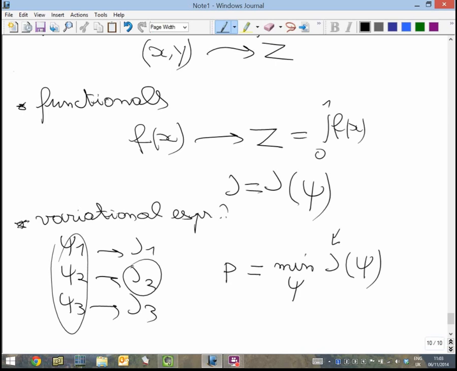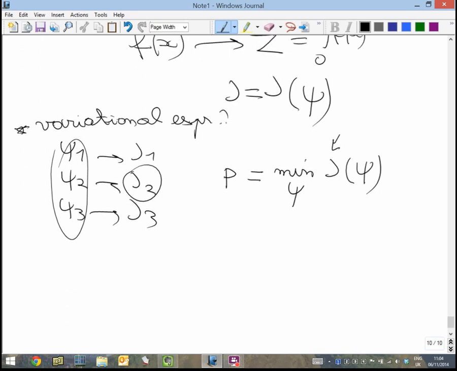It's minimizing over the family of possible allowed functions a functional, such that the end result of the functional gives you the lowest possible result among all of the members of the allowed functions psi. This is a variational expression.